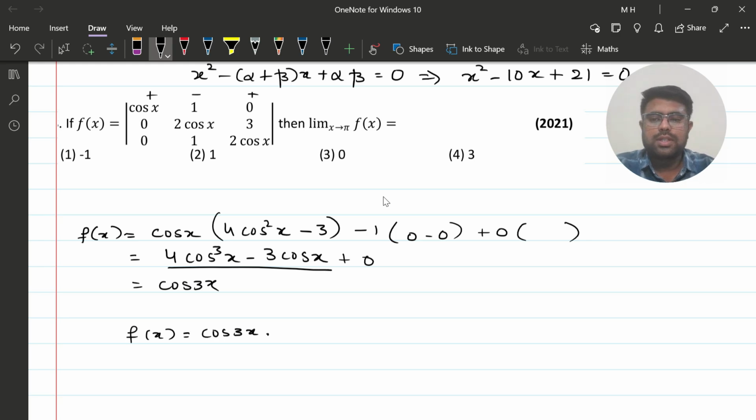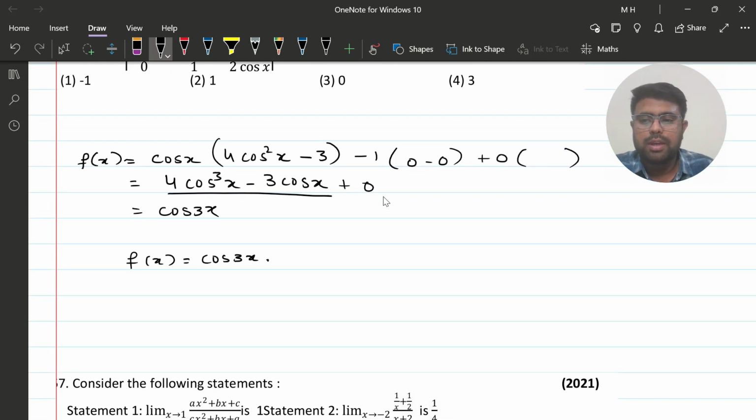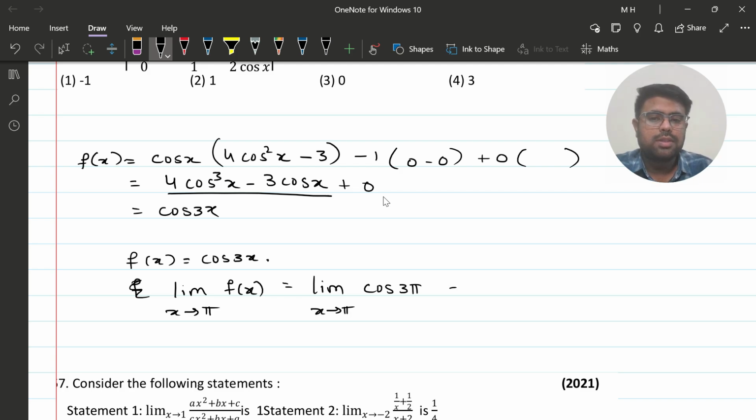Since this is just cos 3x, they are asking for the limit of f of x as x tends to pi. So the limit of f of x as x tends to pi is going to be the limit of cos of 3x as x tends to pi. This is equal to cos of 3 pi. What is cos of 3 pi?